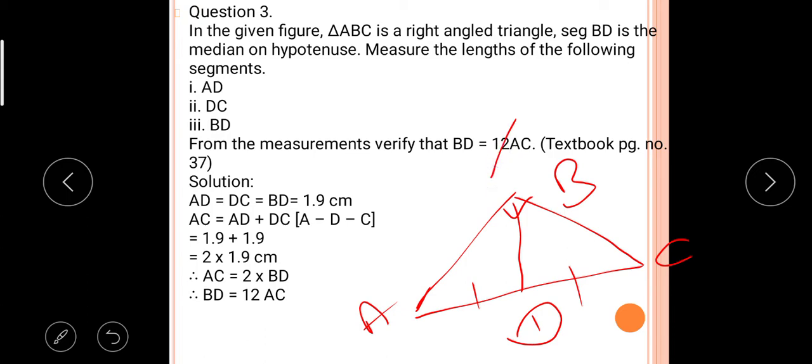Now AD is equal to DC, that is equal to BD. This is equal to 1.9 centimeters by the property of the median. Now what is AC? AD plus DC. AD is 1.9, so 1.9 plus 1.9, that is 2 into 1.9 centimeters. Therefore AC is equal to 2 times BD. Therefore BD is equal to half of AC. Hence proved.